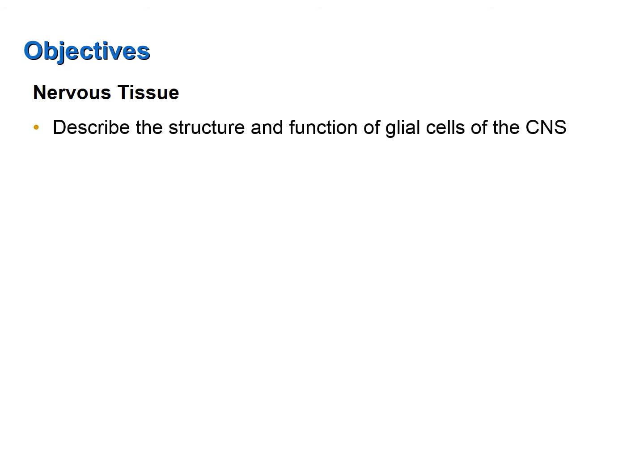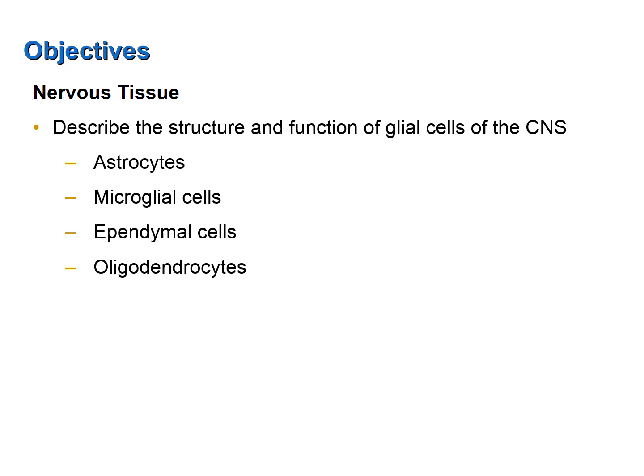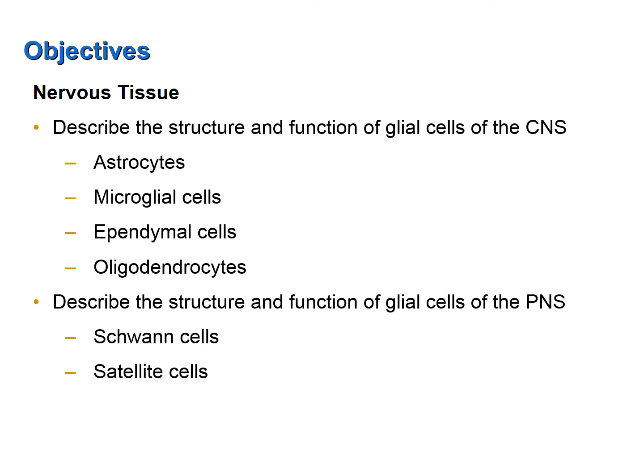Let's now review the objectives of this screencast. Describe the structure and function of glial cells of the central nervous system, the astrocytes, microglial cells, ependymal cells, and oligodendrocytes. And describe the structure and function of glial cells of the peripheral nervous system, Schwann cells, as well as satellite cells. The next screencast discusses the topic of neurons.